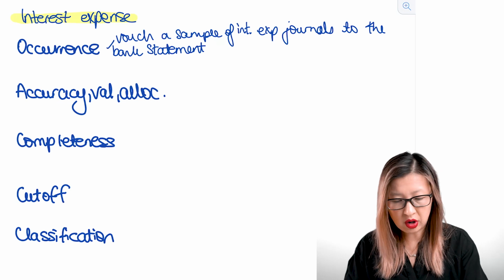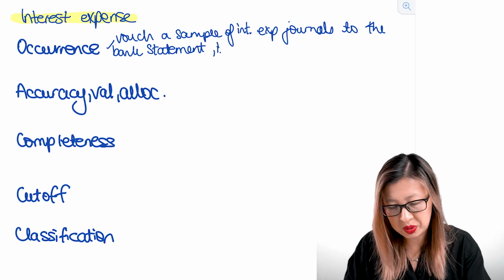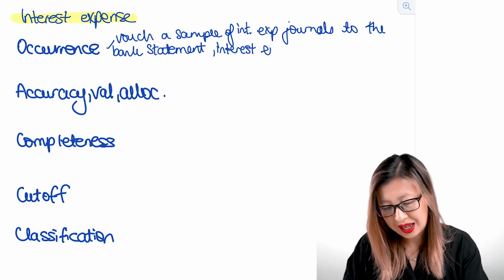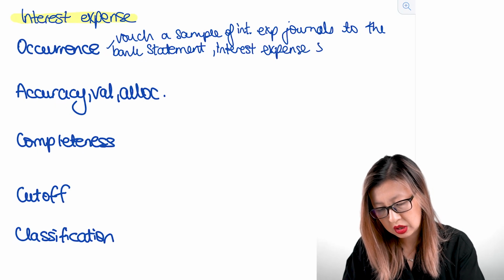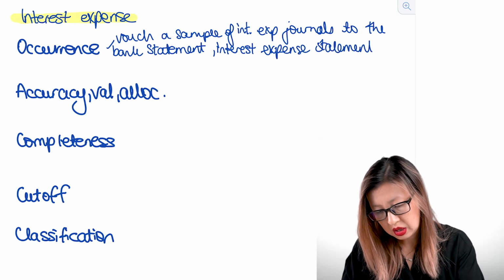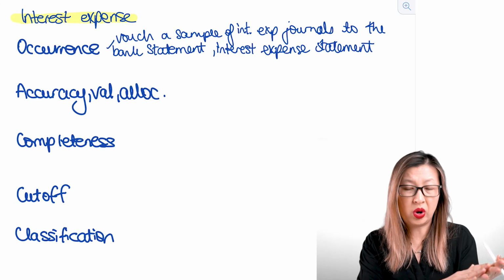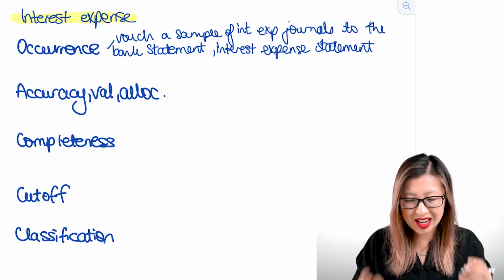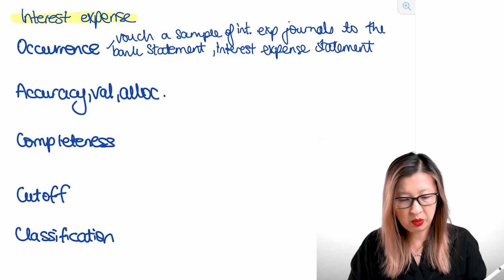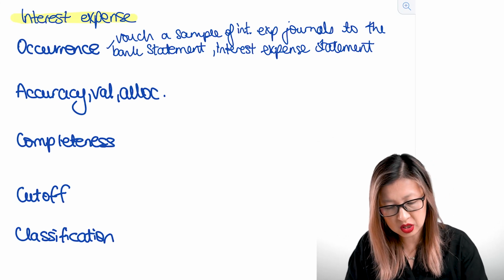All right, and quite often it might be a bank statement, it could be an interest expense statement. And that's going to prove that, yep, we've got a journal entry, we've got a supporting document to match it. At the same time, with the same sample, we're going to audit accuracy.